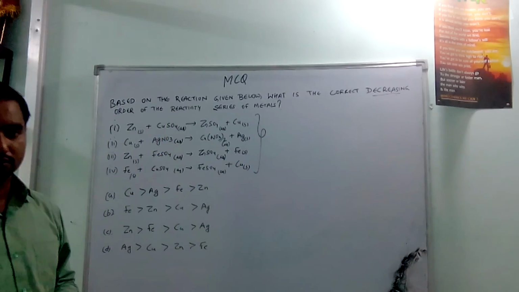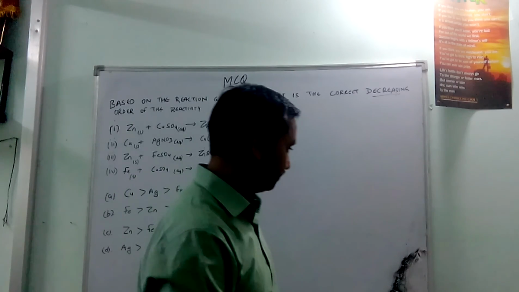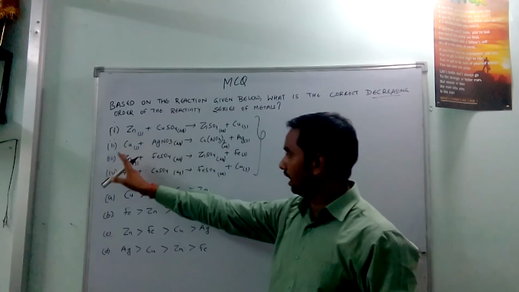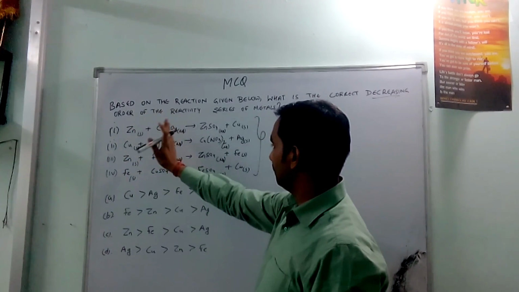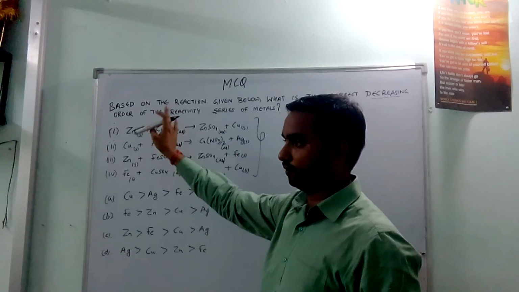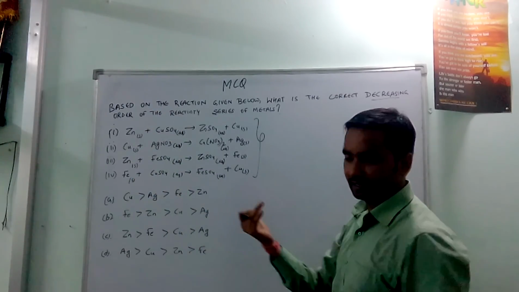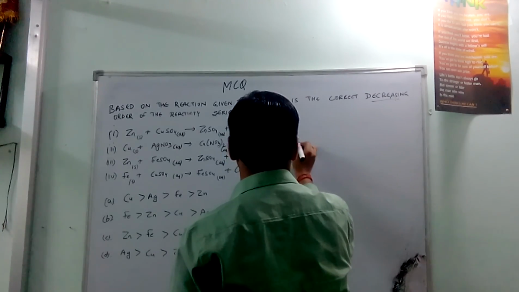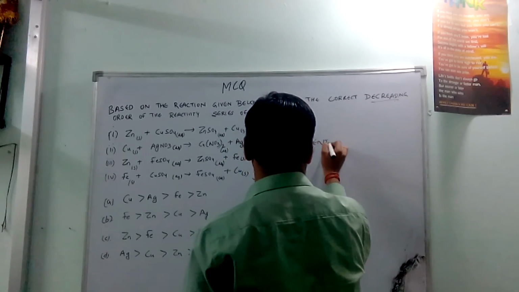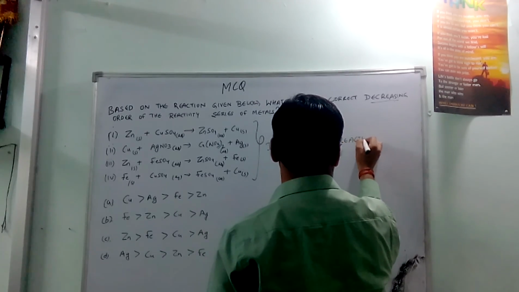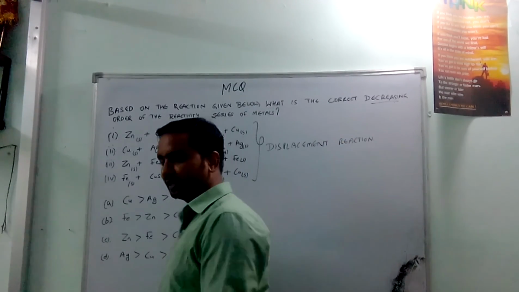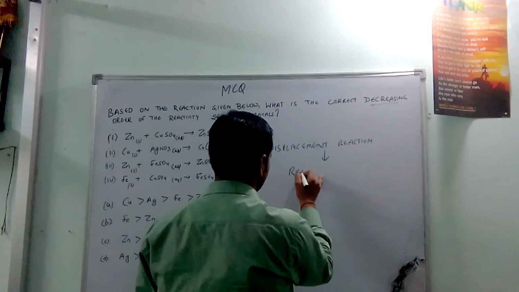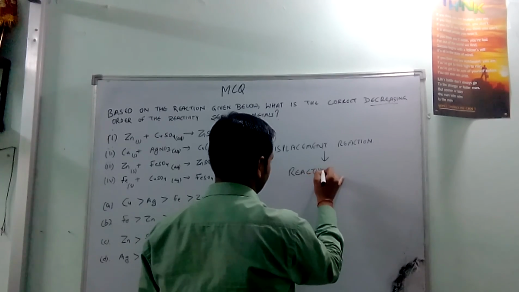they? Either they are combination reactions, decomposition reactions, double displacement reactions or displacement reactions. They all are displacing one metal from the solution of another to form another solution, another salt. So these all are displacement reactions. And displacement reactions are governed by the reactivity series of elements, basically metals.